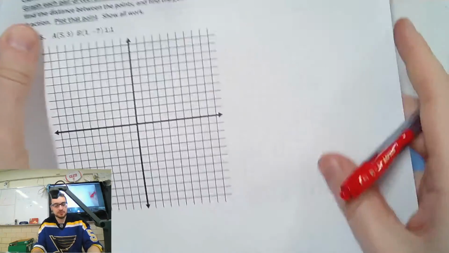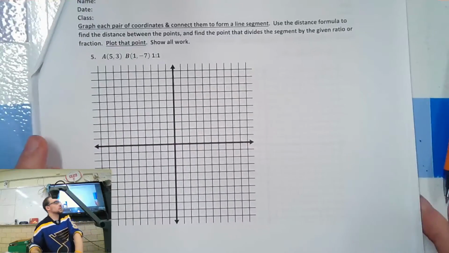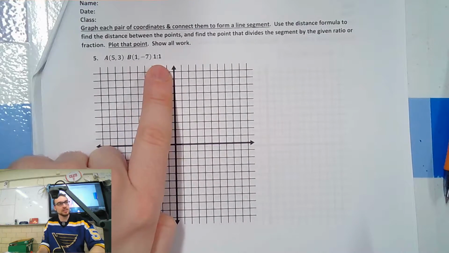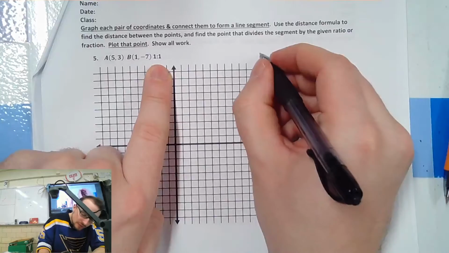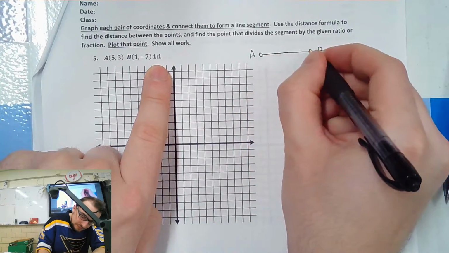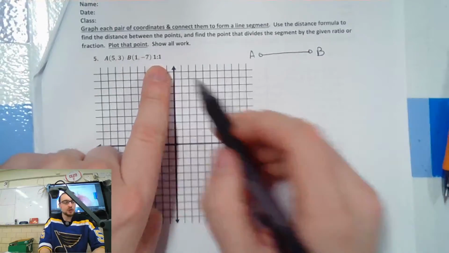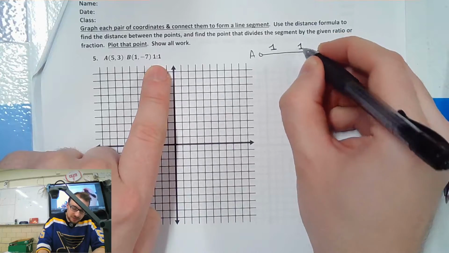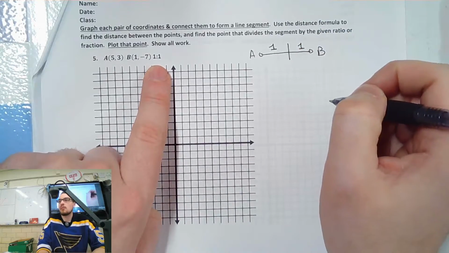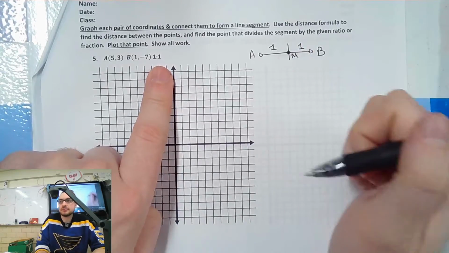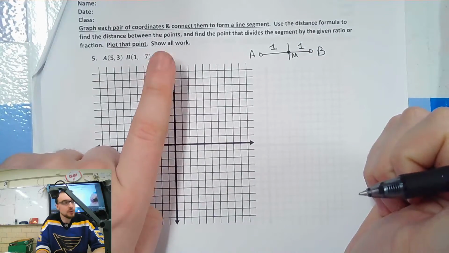Turning the page. Two things I want you to do here. Find the distance and find the midpoint. How do I know midpoint? Because it's a 1-to-1 ratio. That means here's point A, here's point B, and we want to cut that up into a 1-to-1 ratio. Well, 1-to-1 means we have one piece on one side and one piece on the other. So we're cutting it in half, right? That's what that means. So that's going to be our midpoint.